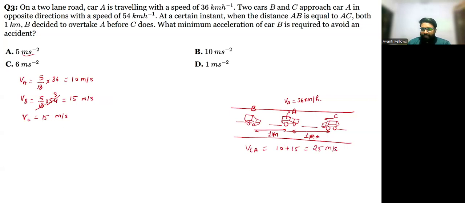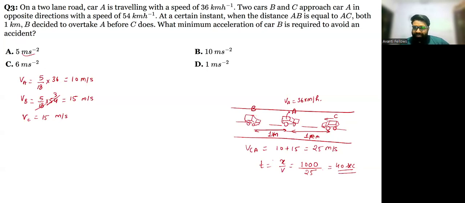Now, this car will take how much time to cover 1 kilometer? So for that, t is equal to what? X upon v. X here is 1000 meter. V is what? V is 25. So according to the situation, it is taking 40 seconds. C is taking 40 seconds to cover this 1 kilometer.